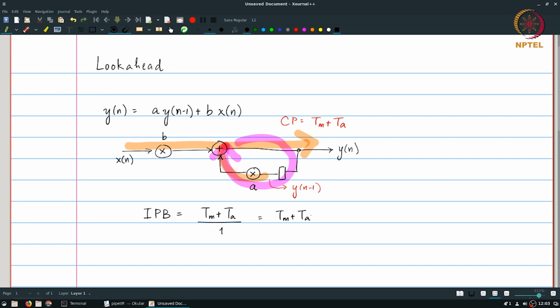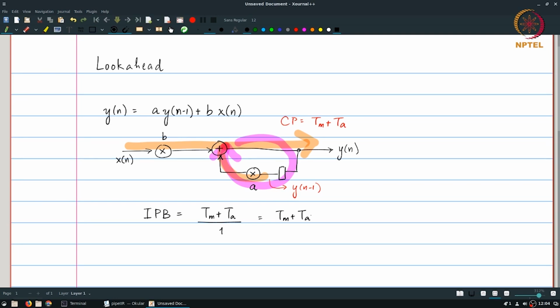This is important to understand clearly. What it says in particular is that even if I try to do some kind of parallelism or unfolding or any other kinds of transformations on this filter, I will not be able to change its fundamental sample period. It's going to always be limited by this Tm plus Ta component that I have. So the question is, what can we do about it? Is there anything that we can do that will allow us to change this iteration period bound? And the short answer is no, you cannot change the iteration period bound.